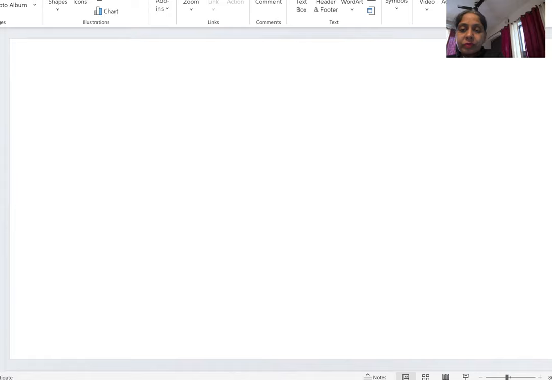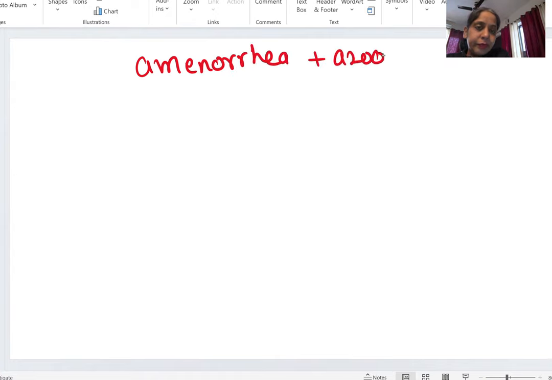Okay, Dr. Rachna. See, basically amenorrhea and azoospermia both mean that the gonads are not functioning. Amenorrhea means that the ovaries are not functioning, right? And azoospermia means the testes are not functioning. Okay, have you got it? We know that the most common reason for secondary amenorrhea is pregnancy, right?